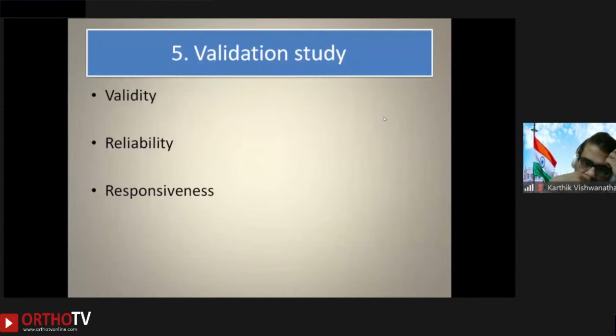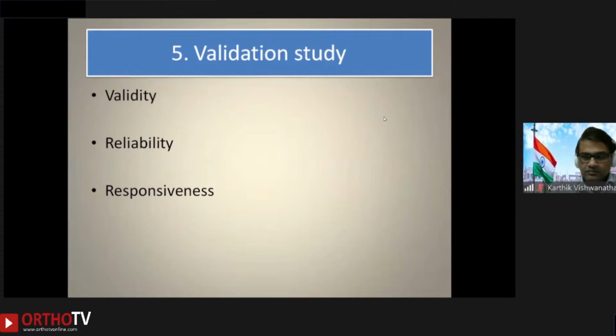When you want to validate a study, we look at correlation. So there is the correlation between two scores like Harris hip score and the forgotten joint score. Convergent validity means again correlation amongst outcome measures which measure the same domain. Divergent validity means there will be less correlation amongst outcome measures which measure dissimilar domains. For example, Harris hip score will have less correlation to SF36 or SF12.